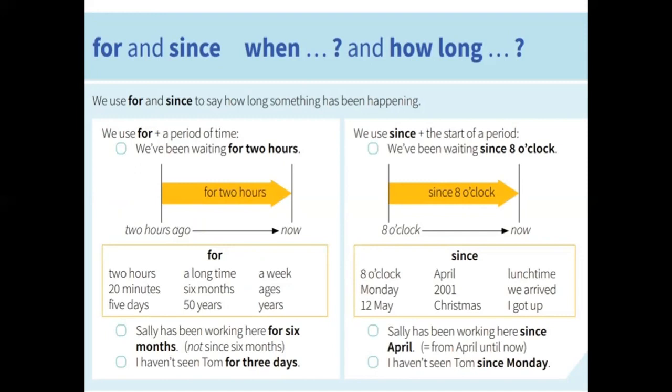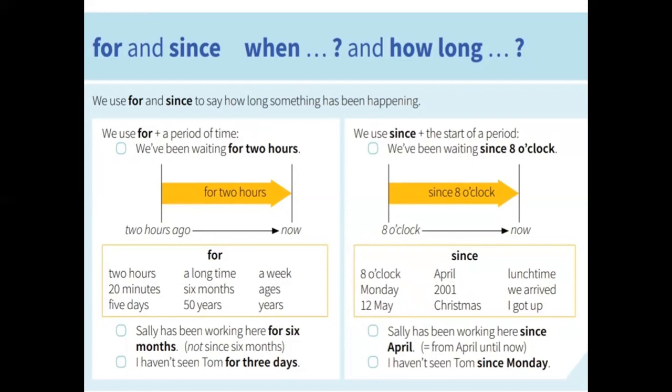See on the left, we use for plus a period of time. I told you very clearly a period of time or a duration of time. Example is written, we have been waiting for 2 hours. Simply see on the right side, we use since the start of a period. Starting point कहें, exact point कहें. Example is written, we have been waiting since 8 o'clock.